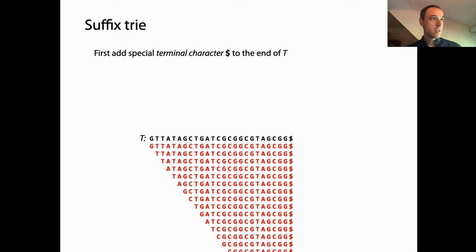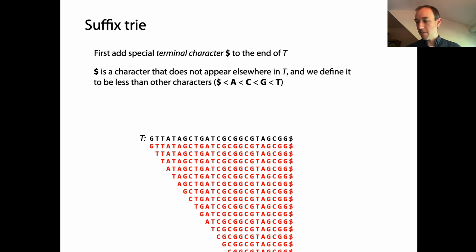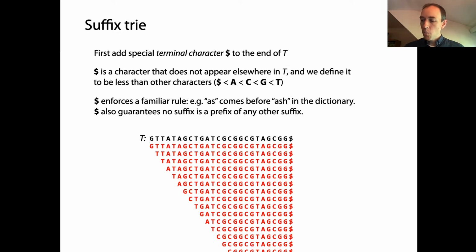And what's its function? Well, its basic function, and the $ character is a character that does not appear elsewhere in T. And, importantly, it's defined so that in alphabetical order, it always comes first. It comes before all the other characters in the alphabet. So this $ is alphabetically before, say, A in the DNA alphabet. What is the function of this $?